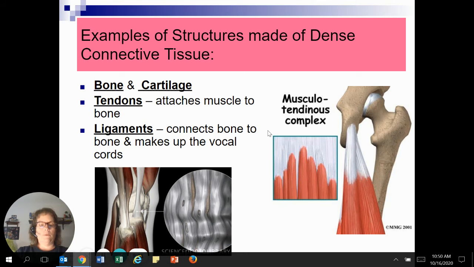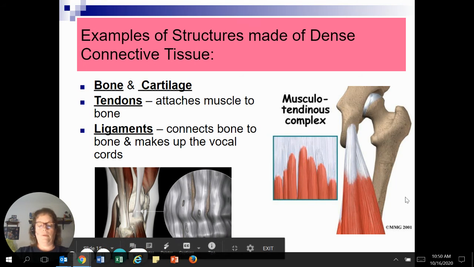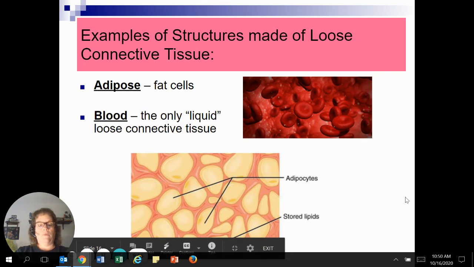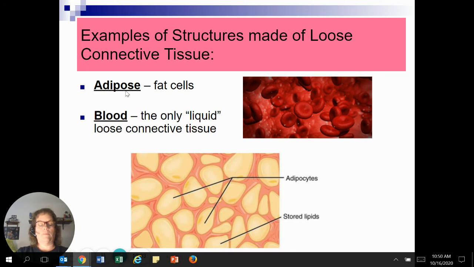All right, some examples. You have bone and cartilage. You have tendons, which attach muscle to bone. You have ligaments that connect bone to bone. They also make up the vocal cords. So those are just some examples of where you would see this in the body. Also, fat cells are filled with lipid. These are loose connective tissues, also called adipose. So remember that word. That'll come back up from time to time. And then again, blood, which is the only liquid loose connective tissue.